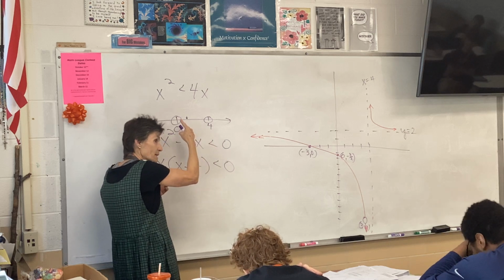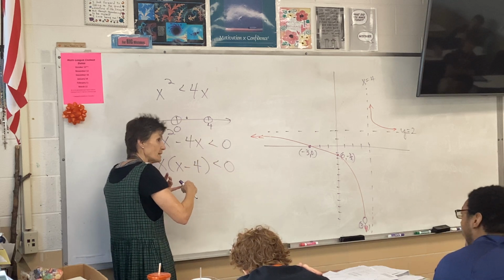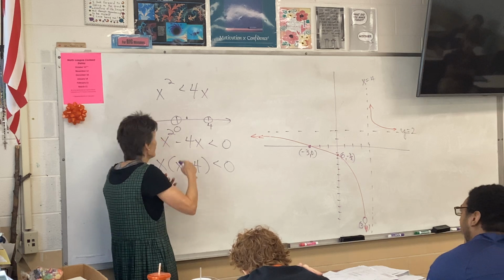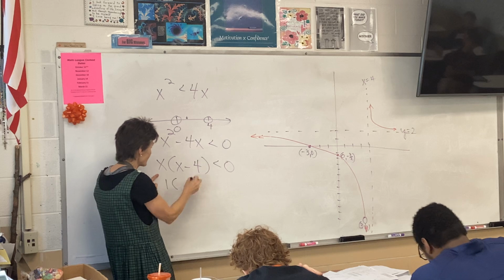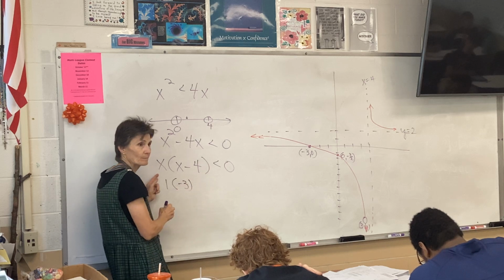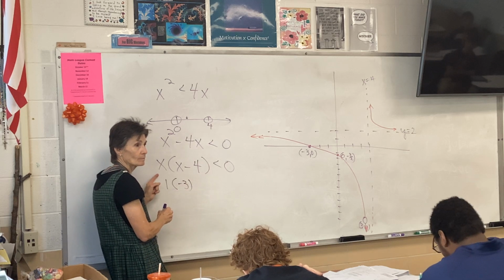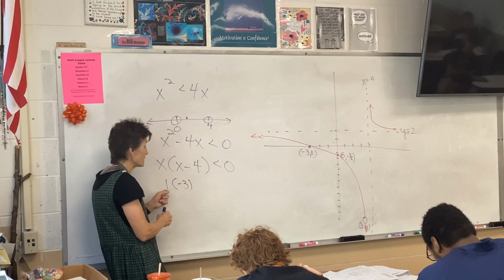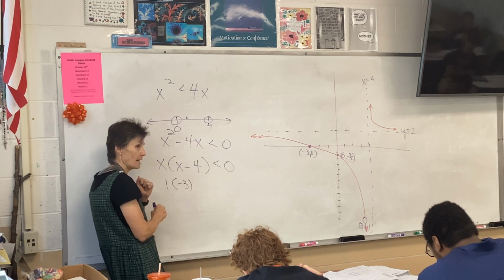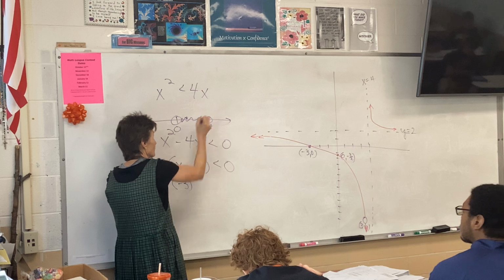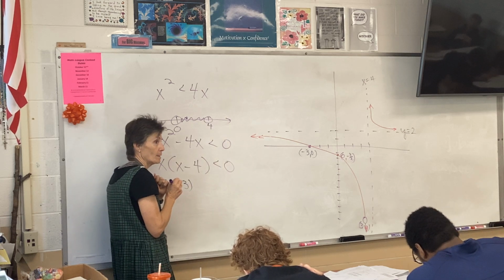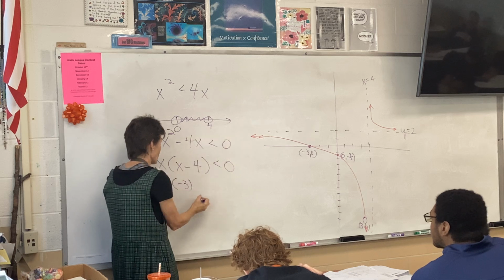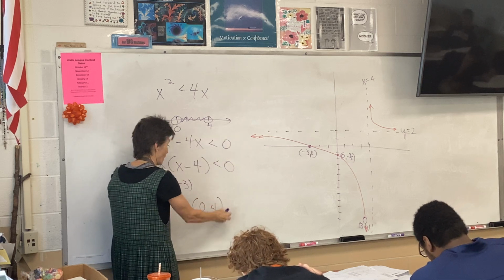So I'm going to plug 1 in. If I get a yes, I'm going to shade it. If I get a no, I'm not. All right, so 1. 1 would be 1 times -3 times. Is that less than 0? Yes. So I'm going to shade that. That means these aren't shaded, so my answer is just 0 to 4.